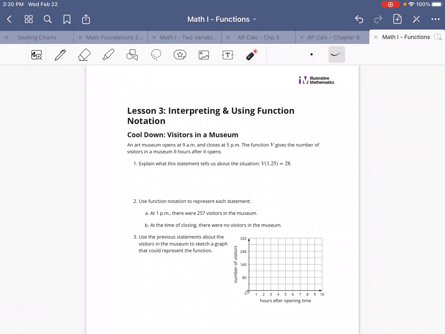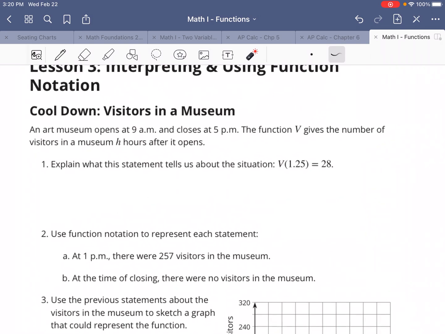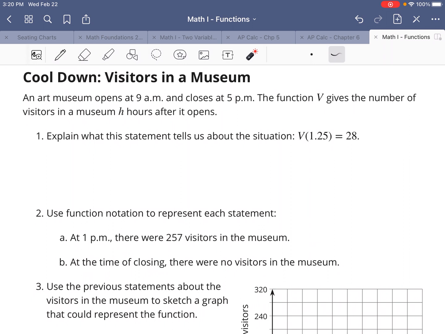Now, let's talk about the cool down. There's a couple of mistakes I've already started noticing people making as they answer these questions. First of all, an art museum opens at 9 a.m. and closes at 5 p.m. The function v gives the number of visitors in a museum h hours after it opens.